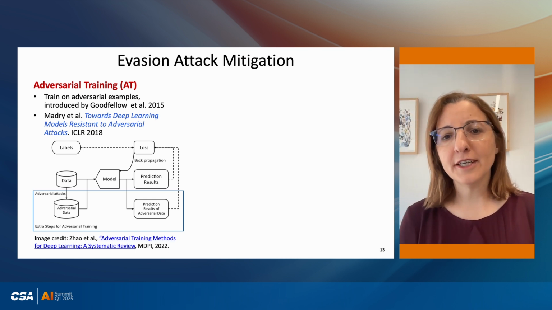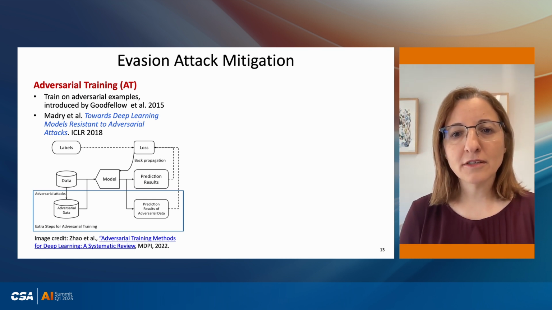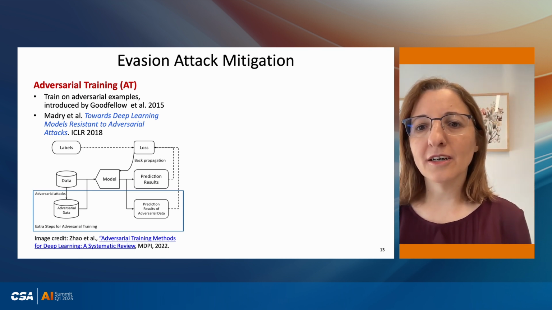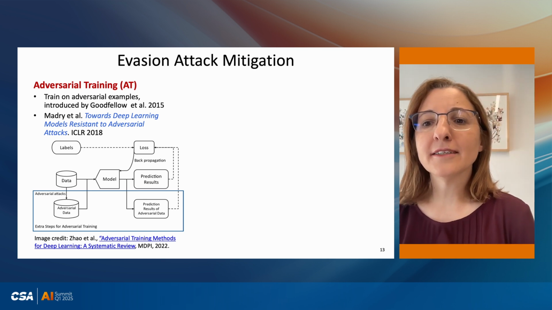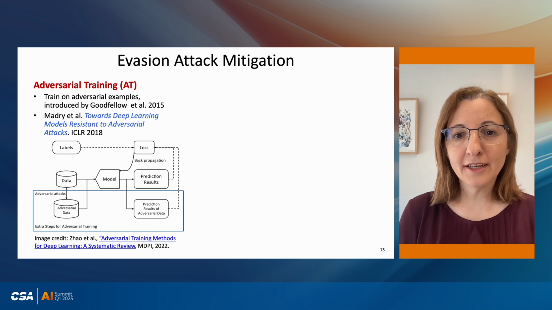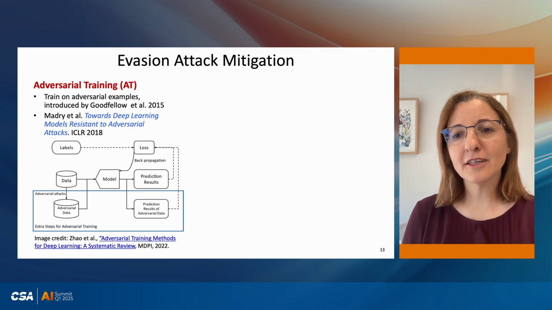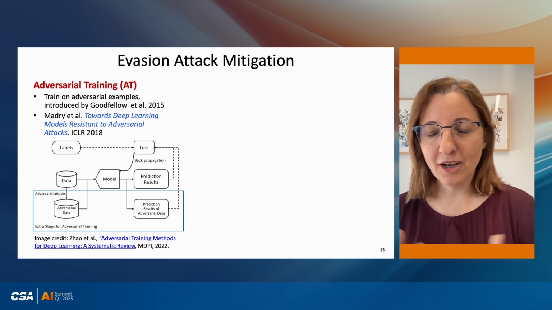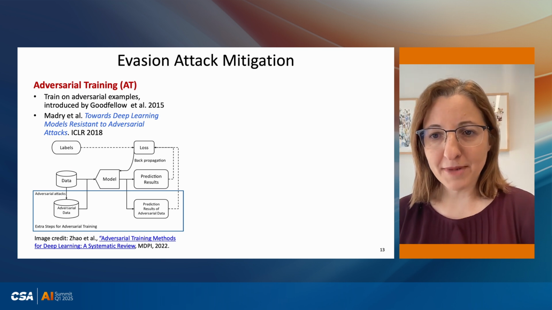In terms of mitigations against evasion attacks, there are two main categories of techniques. The first one is adversarial training. Here, they generate adversarial examples iteratively during training and add them back into training with a correct label. This method was introduced by Goodfellow and others in the original paper on adversarial examples, and it was improved a few years later by Madry and others.